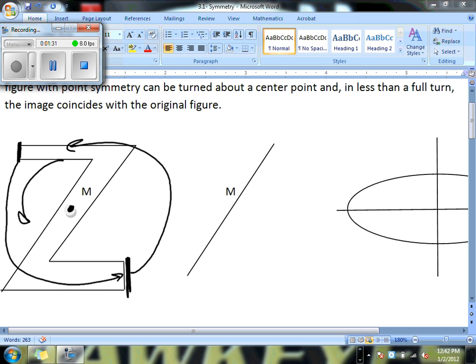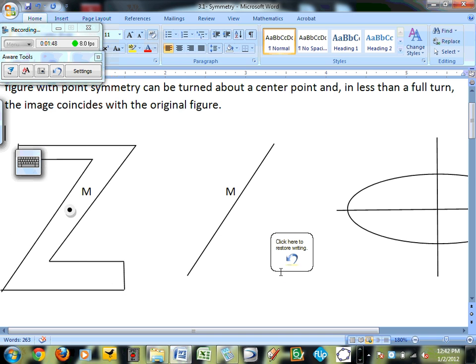And keep in mind, I noticed that this bottom part of the Z is way bigger than this top, and that's just me being a bad drawer on Microsoft Word. Those are meant to be the same size. So this has point symmetry. As long as I can turn it in less than one full turn, it has point symmetry. All right. In the same case, this line has point symmetry. All right. On the point M.